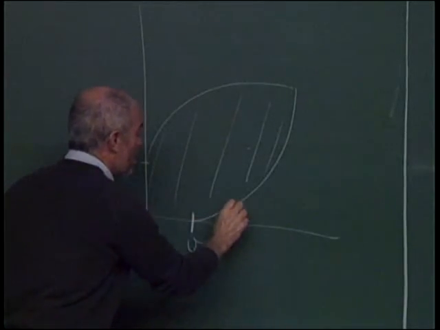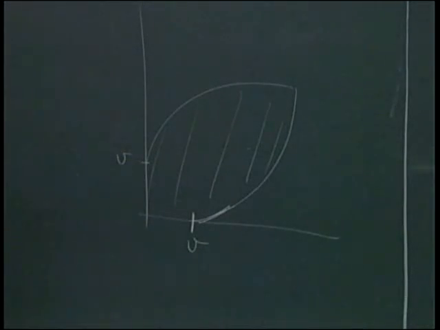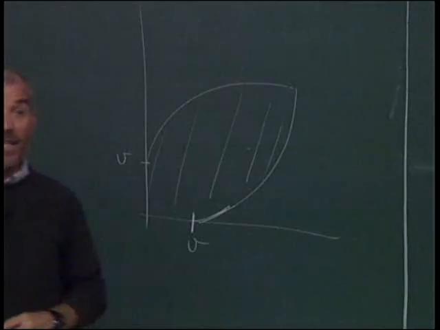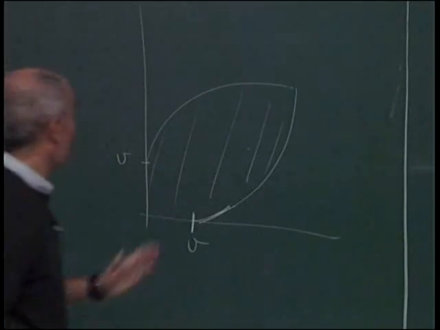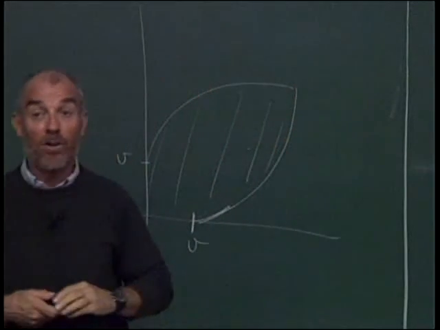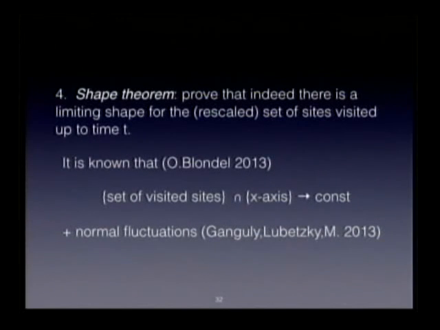And the question is, what happens here, okay? So this we don't know. We don't even know that it takes only linear time to get to this distance, in a sense, so that the correct scaling is t, okay? So this is, of course, related to the mixing time, whether the mixing time scales linearly and so on.